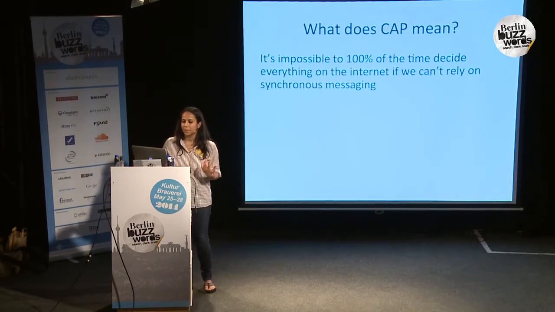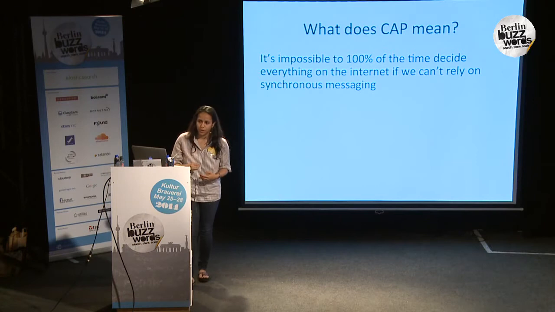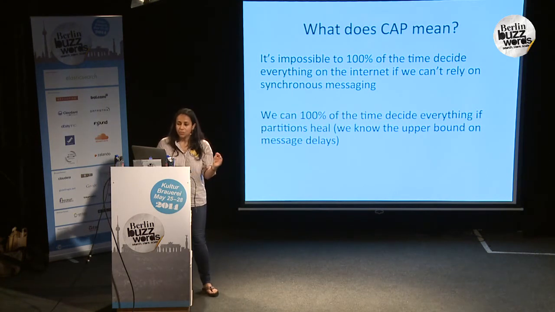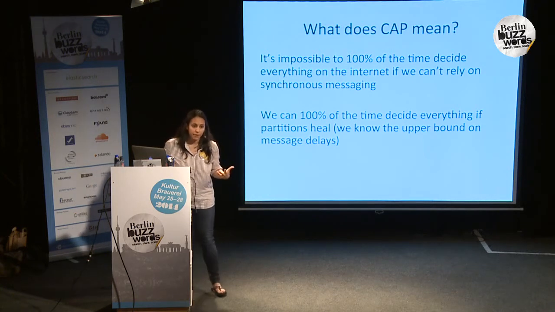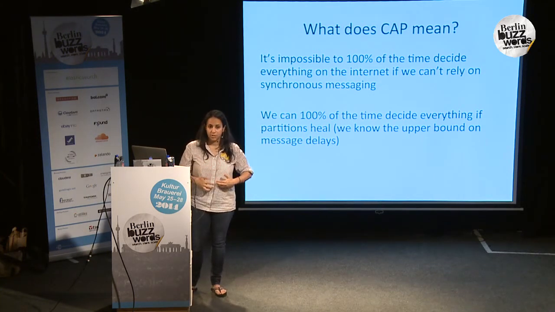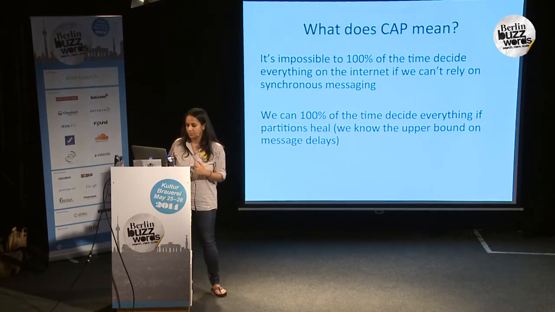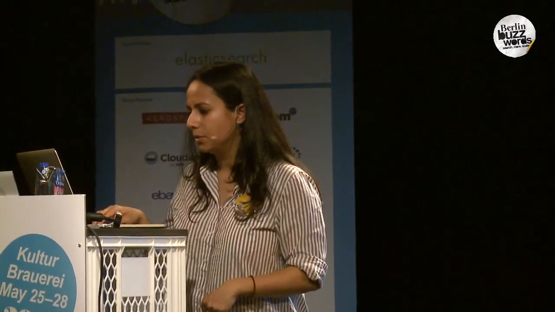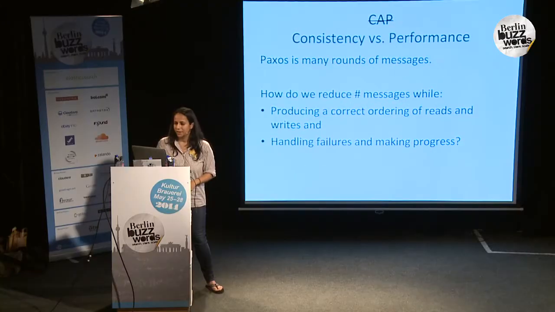And so what this means for the CAP theorem is that it is impossible 100% of the time to decide everything on the internet if we can't rely on synchronous messaging. But we can 100% of the time decide everything if partitions heal, which means that we know the upper bound on message delays, and it's not actually asynchronous messaging, it's synchronous messaging. And I think this is a really key idea that's often ignored when we talk about the CAP theorem, is that if we know a bound on message delays, the result actually doesn't hold. And so we can still play Candy Crush.